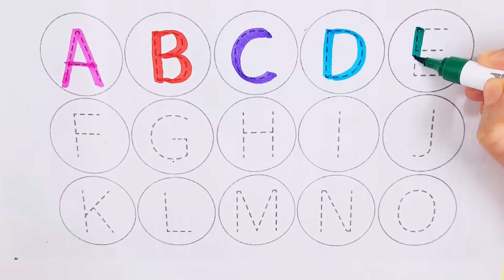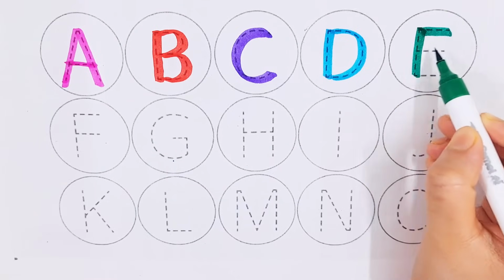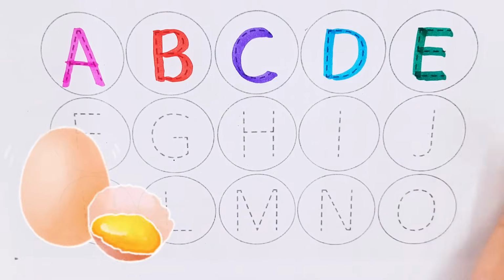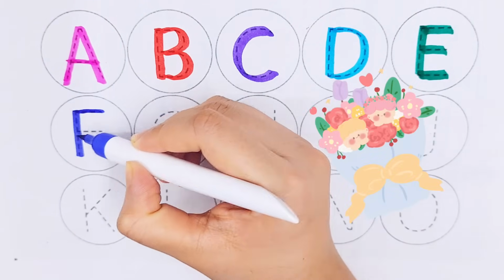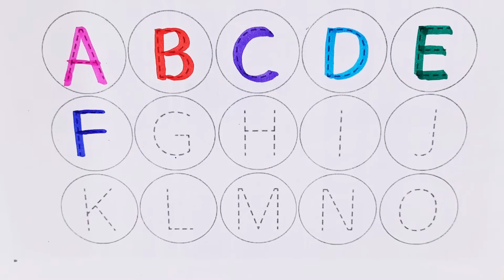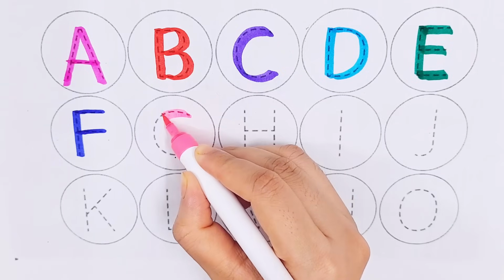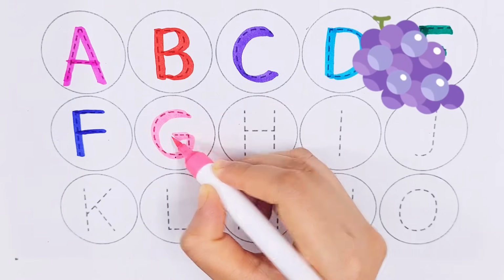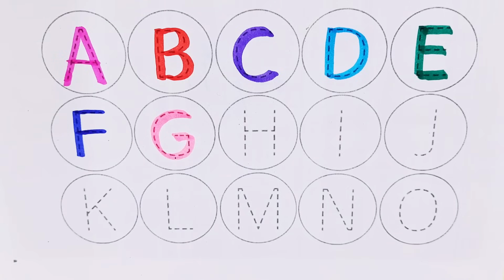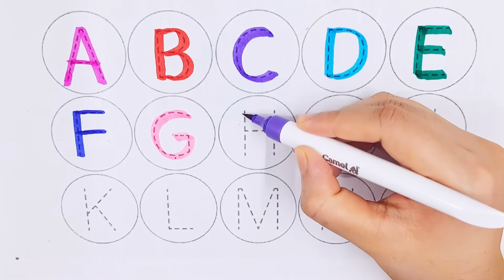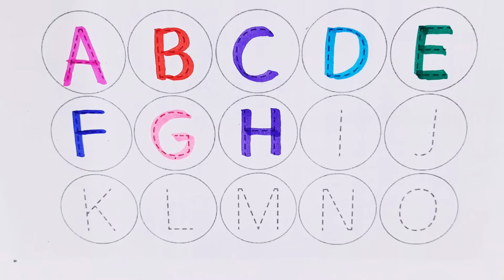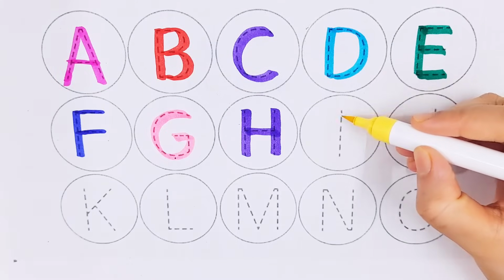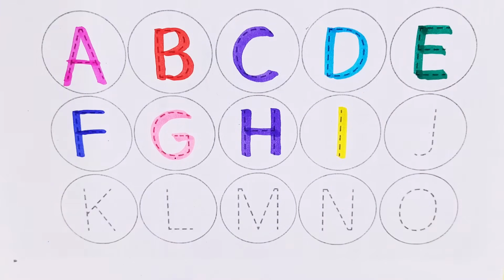Dark green color. E for egg. Dark blue color. F for flowers. Pink color. G for grapes. Violet color. H for horse. Yellow color. I for ice cream.